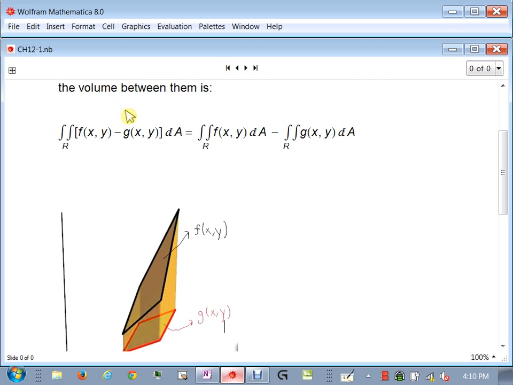And then if I forget the minus sign for a second here, if I take the double integral of G, that's the volume under G. So if I take that G volume away from the F, you should have what's in between them. So that kind of makes sense. Same thing we had in Cal 1, right? The area between two functions, you subtract it.